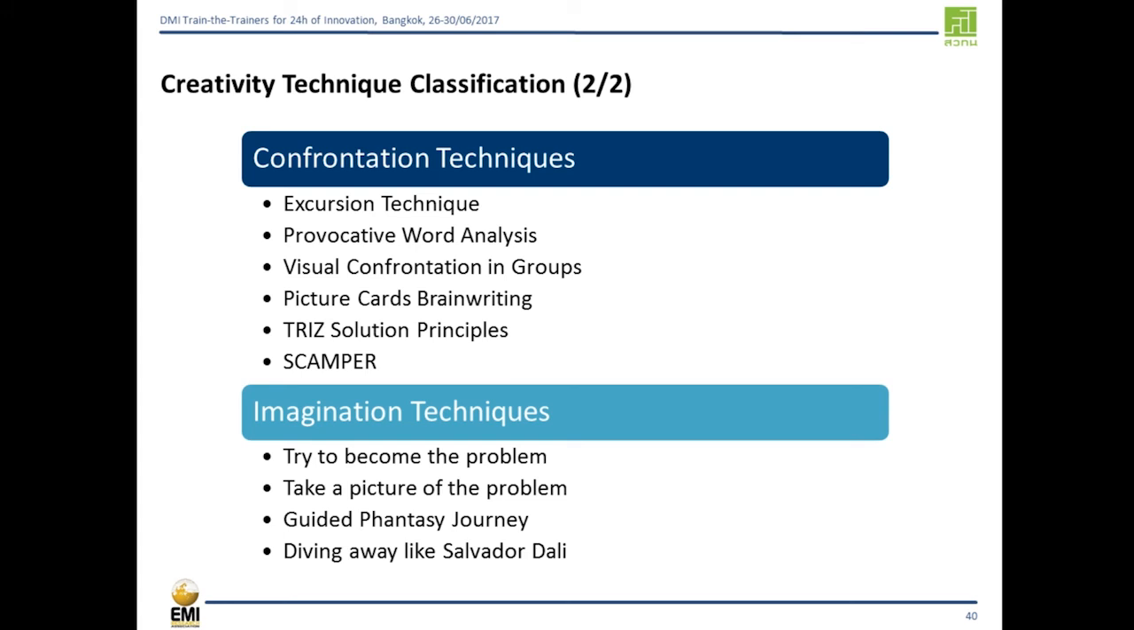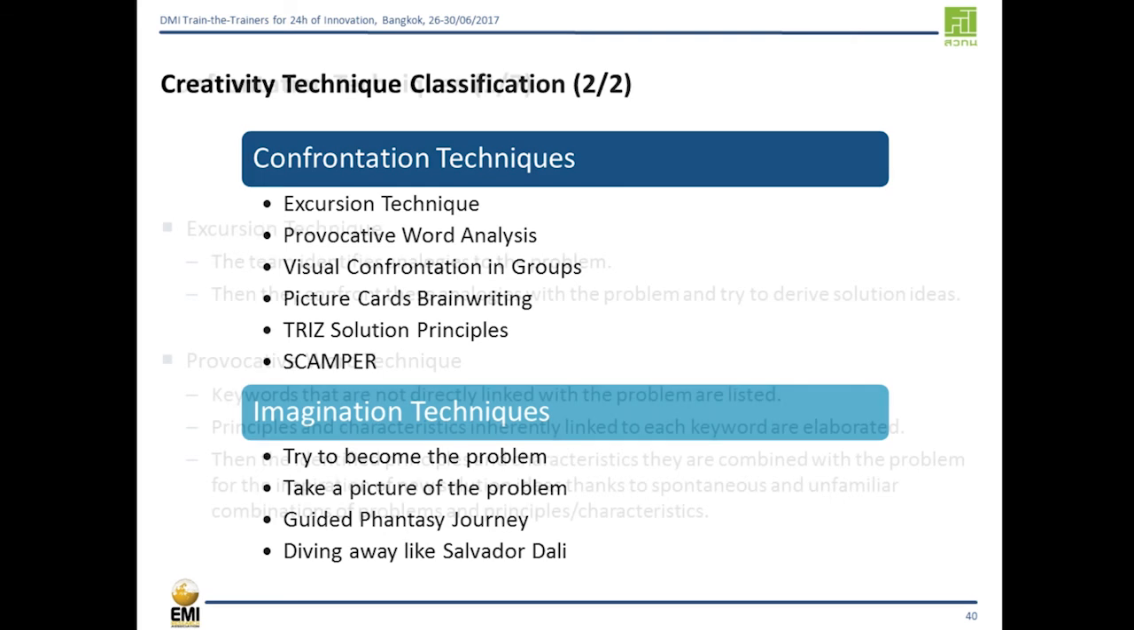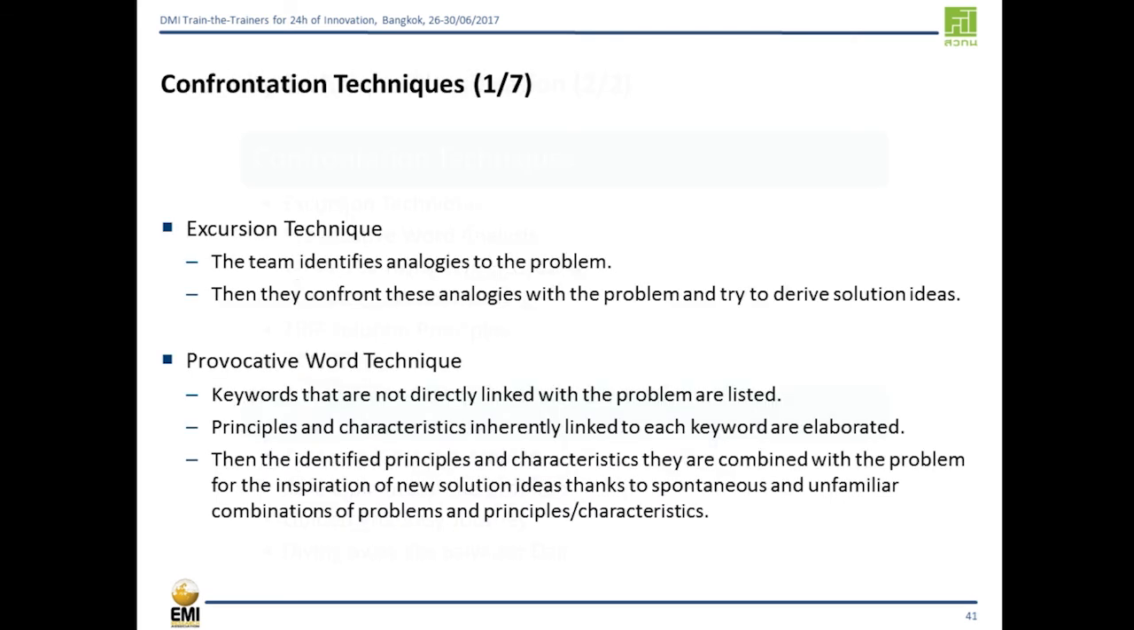So, then some more techniques, another classification here. Confrontation techniques and imagination techniques. Confrontation techniques where basically you confront your challenge with some words, some keywords, that you would normally not use in the context of your challenge. So let's go through these. Excursion technique. The team identifies analogies to the problem, and they confront these analogies with the problem and try to derive solution ideas.